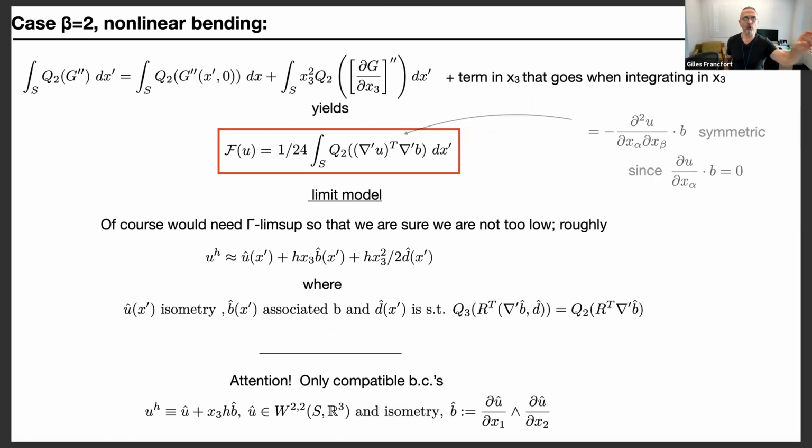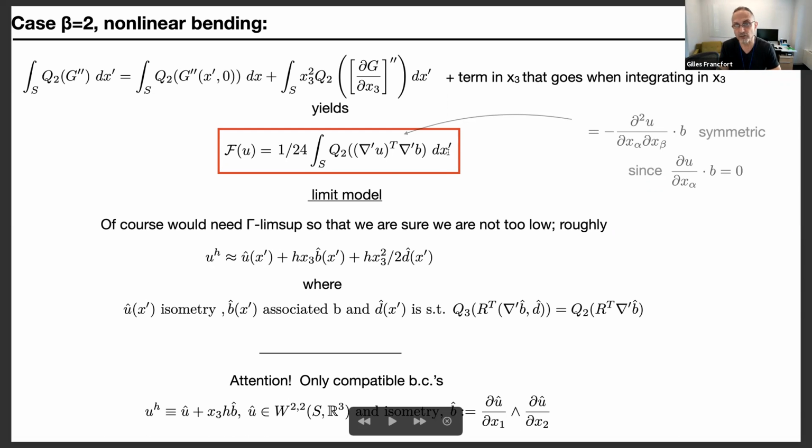We get that Q2 of G double prime is Q2 at G double prime of X prime 0. And since it's quadratic, you have a linear term and a quadratic term. But the linear term involves X3 in a linear way, so it's going to go away when you integrate it from -1/2 to 1/2. And so you're left just with the 0th order term and the quadratic term in X3 squared. And you just forget about the constant term. You keep only the quadratic term, and that gives you a candidate for the gamma limit.